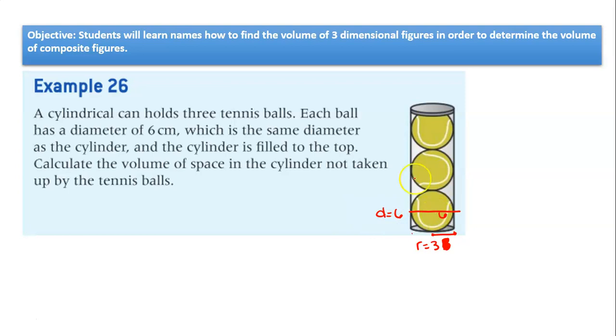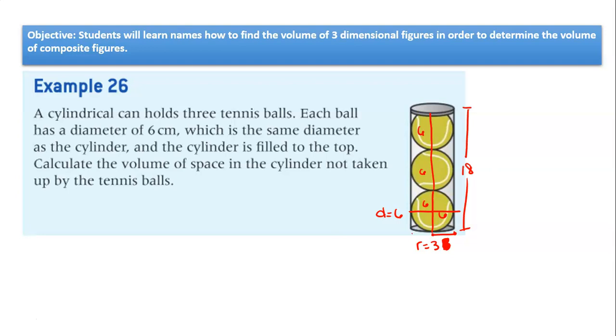Then it says the cylinder is filled to the top, so these balls fill it all the way to the top. If the diameter is 6, that means the diameter goes this way as well. So there's 6, here's 6, here's 6. So the total height of the cylinder is 3 times 6, giving us 18 for that height.